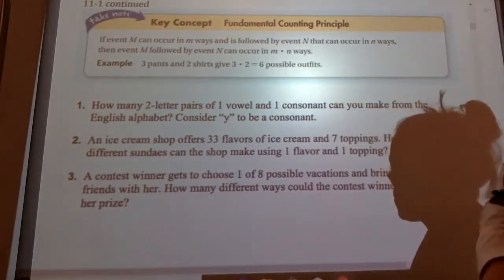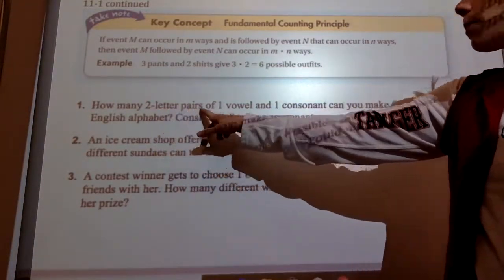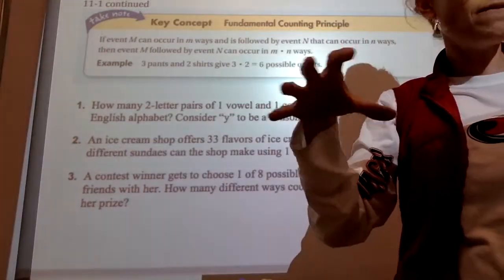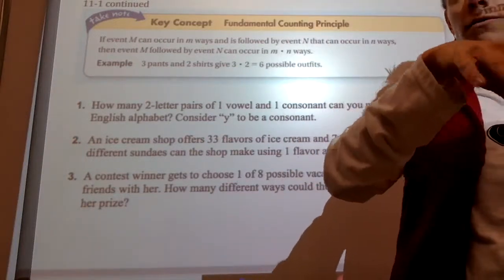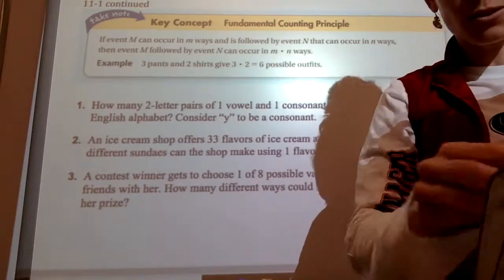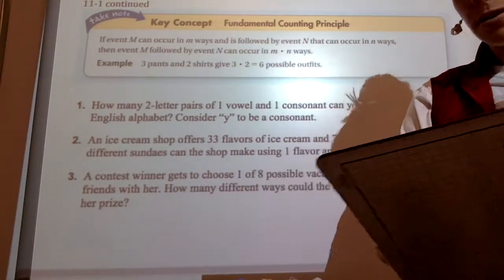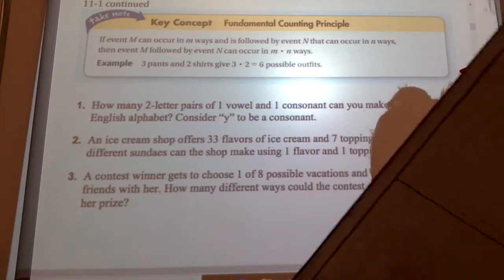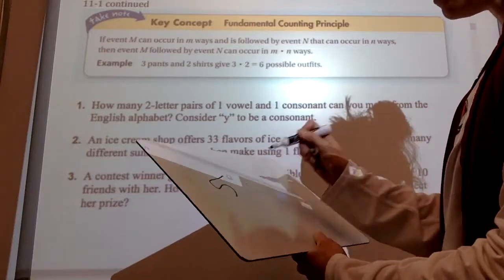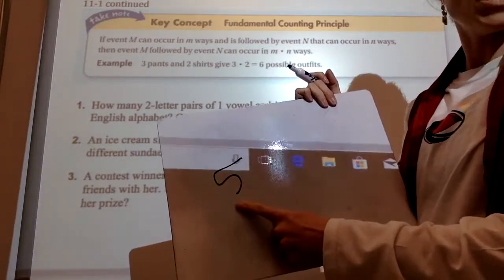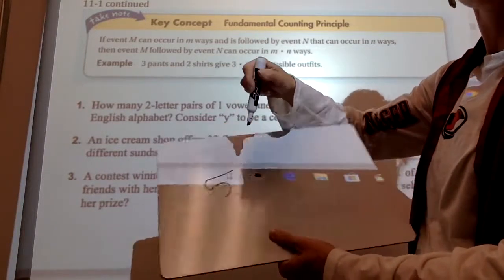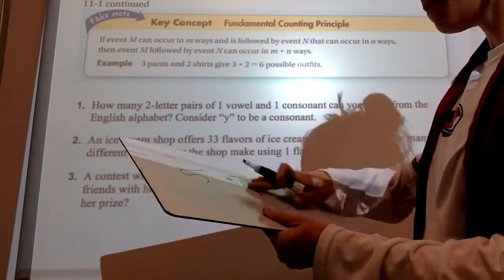Okay? So some examples. You want a 2-letter pair, 1 vowel and 1 consonant. So I'm picking 1 out of all the vowels, and then I'm picking 1 out of all the consonants. So the first thing we need to decide here is, okay, how many vowels are there? And we're not including Y. So how many vowels are there? A, E, I, O, U. So 5, right? So my first one, I'm picking 1 of the 5 vowels, so 5, times, and then how many consonants are there? If there's 5 vowels, 21, yep.